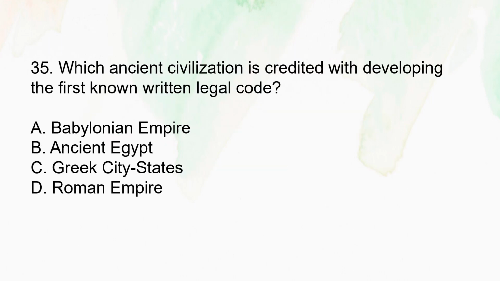Now, number 35. Which ancient civilization is credited with developing the first known written legal code? Letter A. Babylonian Empire. Letter B. Ancient Egypt. Letter C. Greek city-states. Or letter D. Roman Empire.